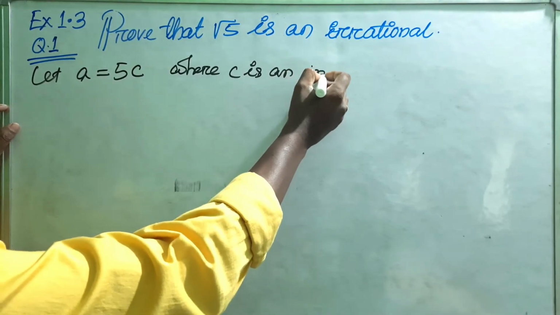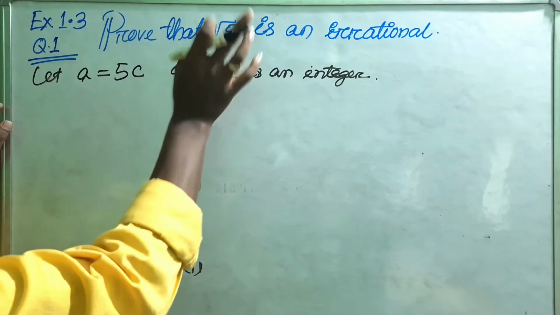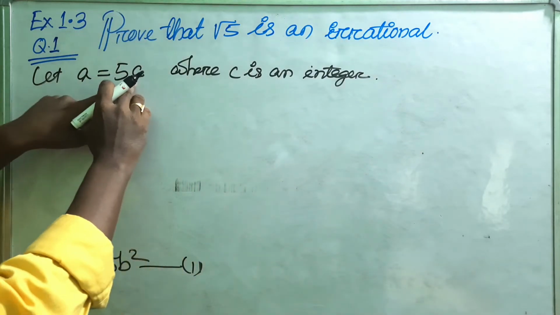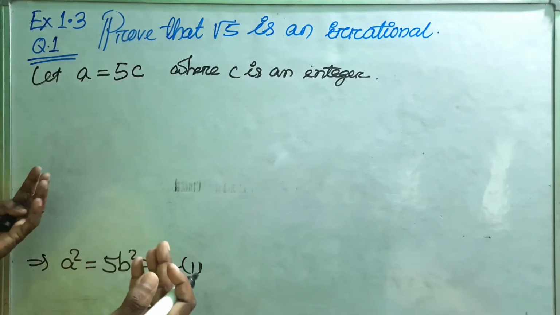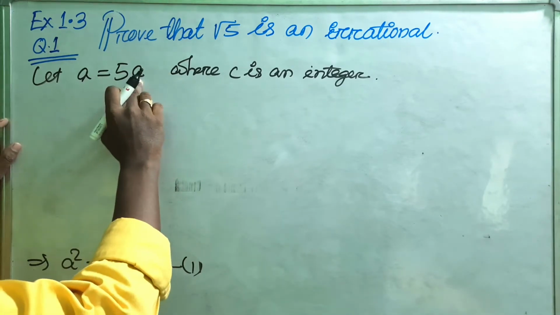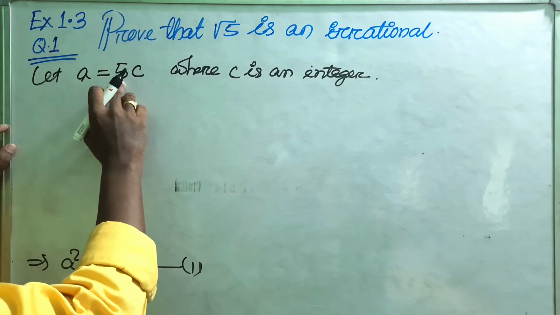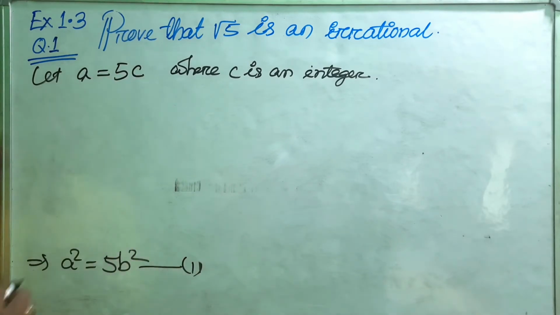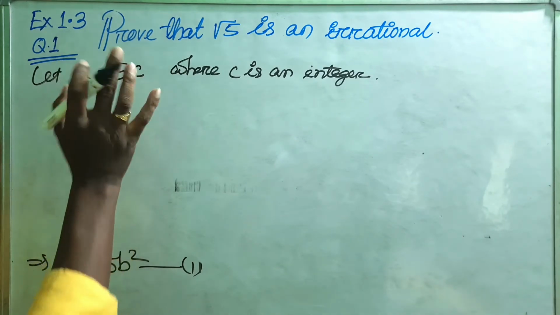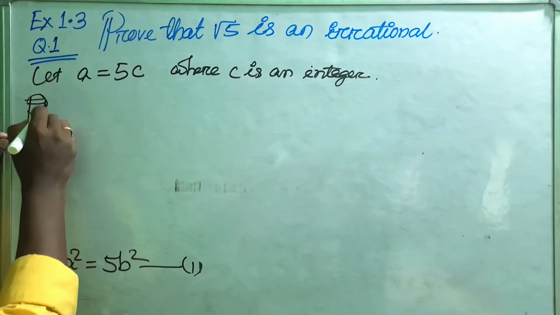c is an integer, which means it may be any integer: 1, 2, 3, 4, anything. A is a multiple of 5, which means it may be 5, 10, 15, 20, 25, any such number. So we have taken c as any integer, and if we multiply it with 5, we get a. That is why we have taken a is equal to 5c. In the book it is given as c, but you can take m, n, p, anything in place of c.